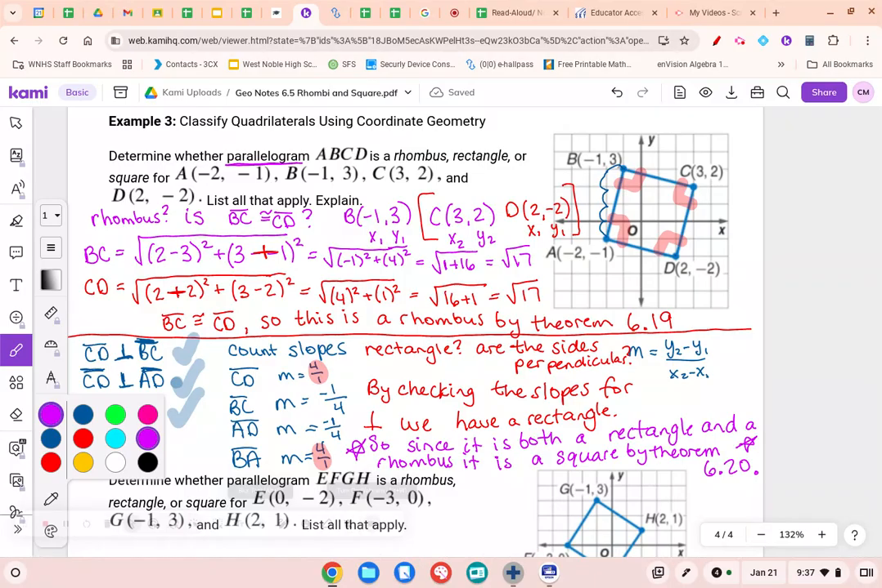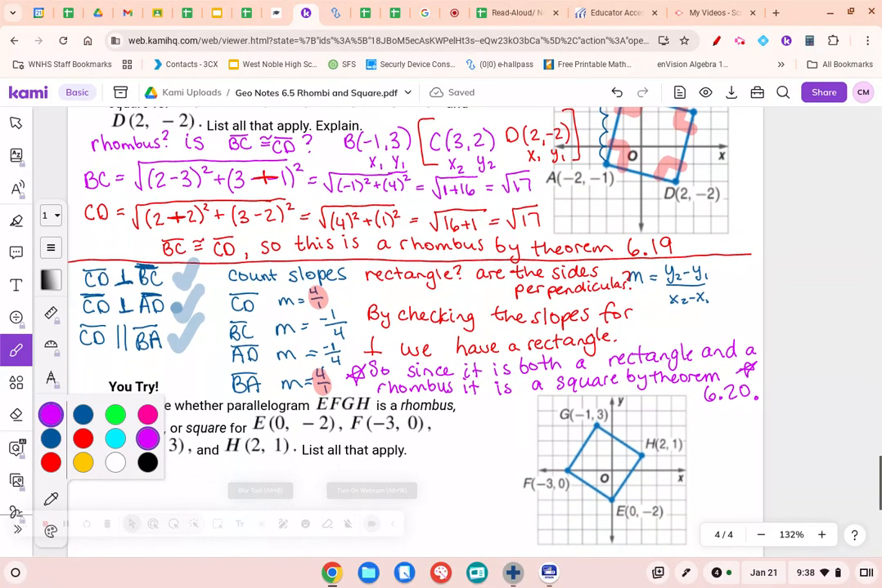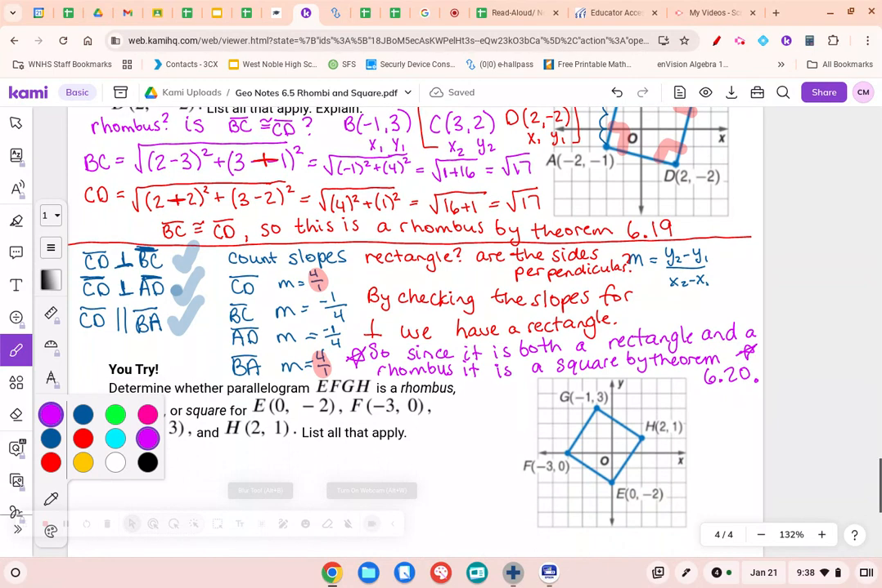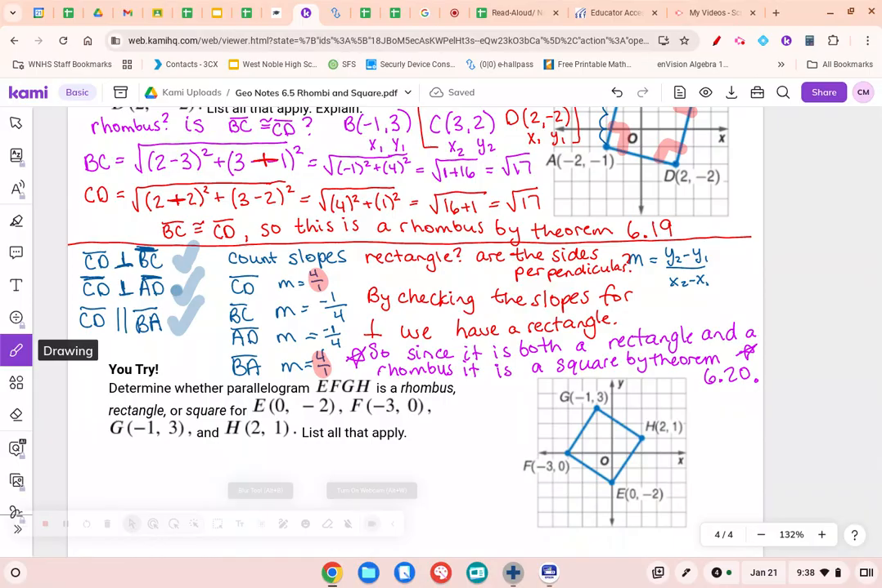Lots of steps to get there. We had to check our shapes out for rhombus and rectangle, and then decide it is a square. The U-try is really similar. Go ahead and pause me, try it out. You can use these methods. I'm going to use different ones when I go through it. There are other ways that you can figure these things out too.